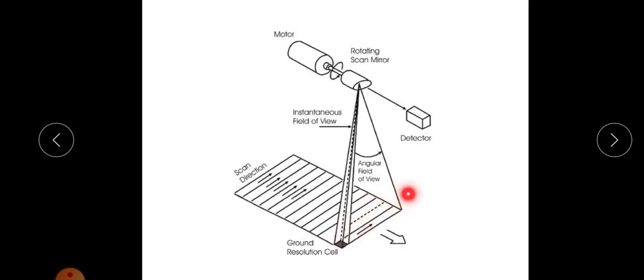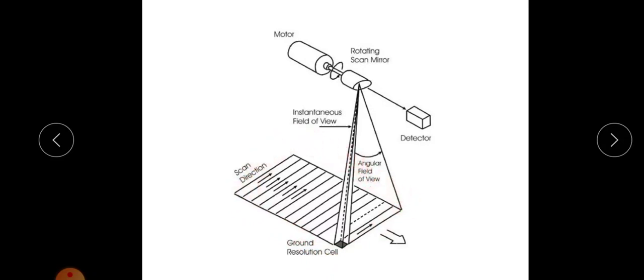It is known as across track scanning because it is scanning the details which are across the track, perpendicular to the track. This is the motion of the sensor, or the direction of the sensor, and this is the scan direction. Is it clear? This is known as the angular field of view, because at a time this sensor can take the features along this region, from this point to this point. When it is moving in this direction, it will take the features along this path.